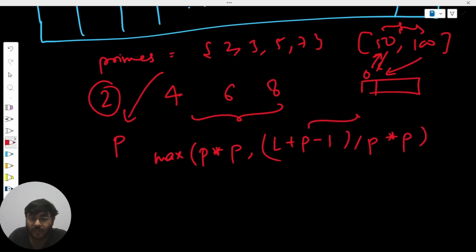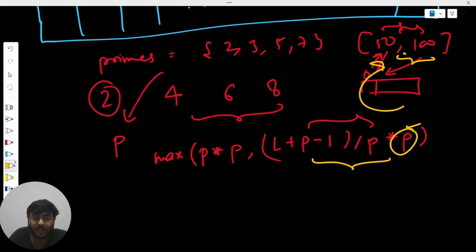This could seem a lot complex, okay, but this is not actually a lot complex. It basically means what is the first multiple of number p in this range. Okay, this basically means which is the first number that is a multiple of number p in this range. So for example, let's say we had 2. Let's say we wanted to mark the multiples of number 2 in this range. So why actually are we doing this?